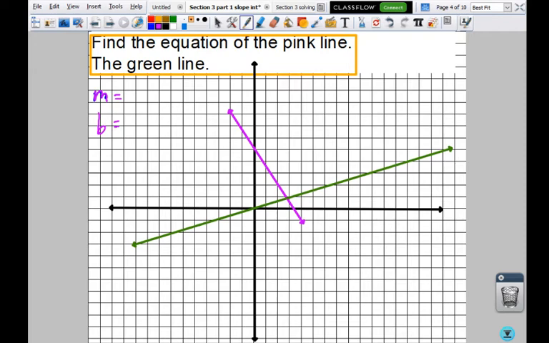So let's start here. Now let's find the y-intercept, where the graph crosses the y-axis. Which one's the y-axis? This way. Okay. So where does this line cross that?